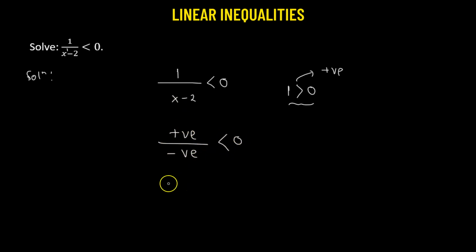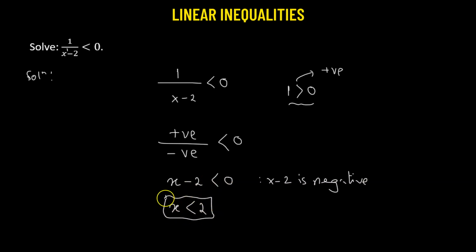Right. So that means our denominator x minus 2 must be less than 0. This translates to that x minus 2 is negative. Now we'll transpose 2 from the left hand side to the right hand side. So this gives us x is less than 2, and this is going to be our solution to this given linear inequality. There is another way of representing this solution.